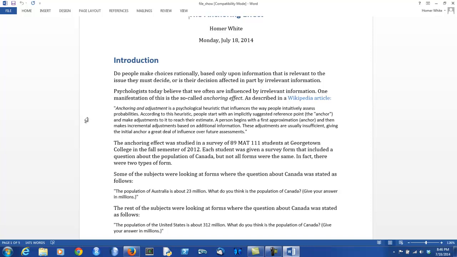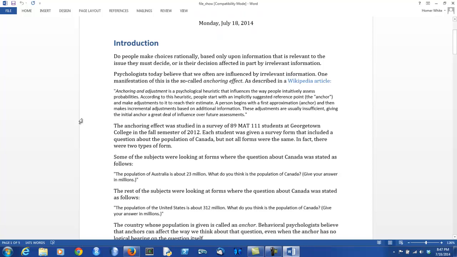Later on in life, when you do your own experiments and studies and write a report on them, the talk about how you collected your data may go under methods. But for a data analysis report like this one, where you're handed the data, that kind of thing will belong in the introduction. So our question was whether people make choices rationally based only upon information that's relevant to the issue that they must decide, or is their decision affected in part by irrelevant information?